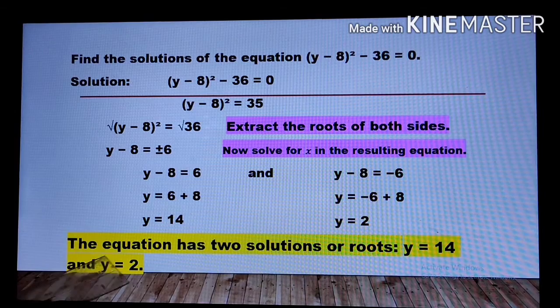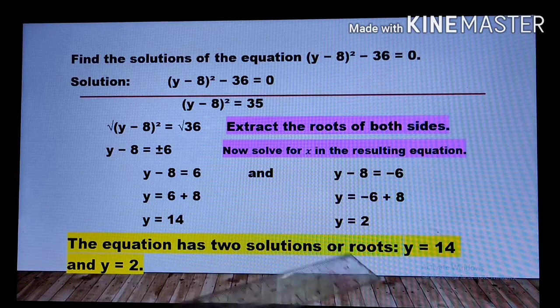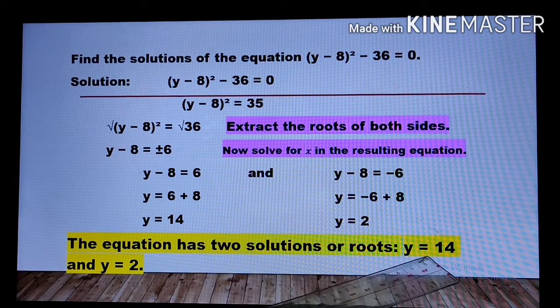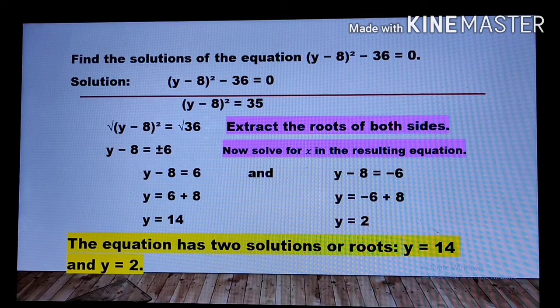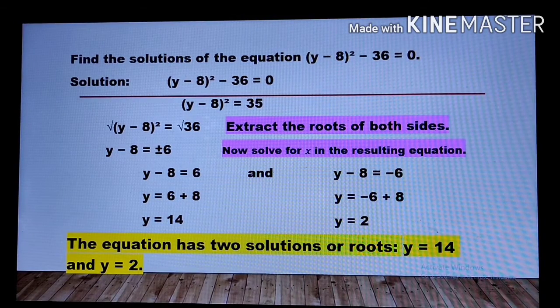Therefore, the equation has two solutions or roots. Y is equal to 14 and y is equal to 2. So, if you have questions, just comment down below.